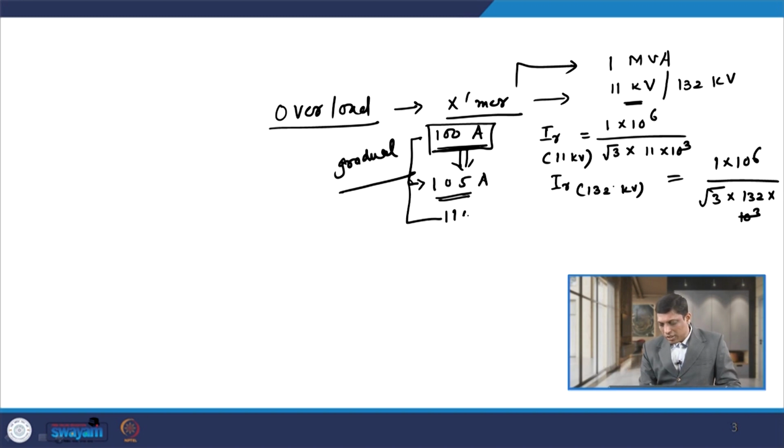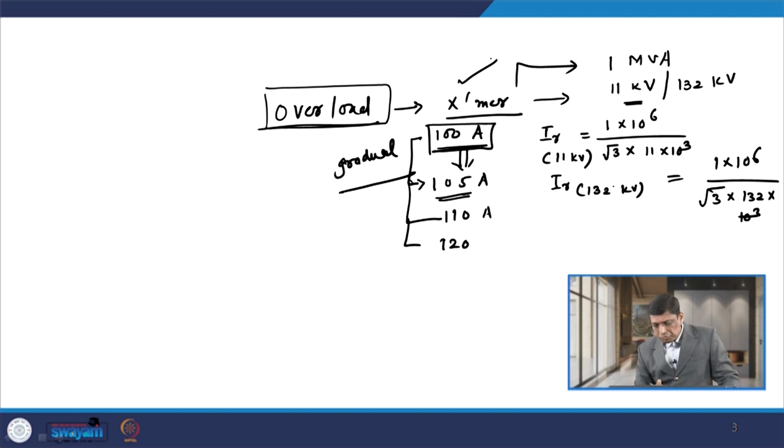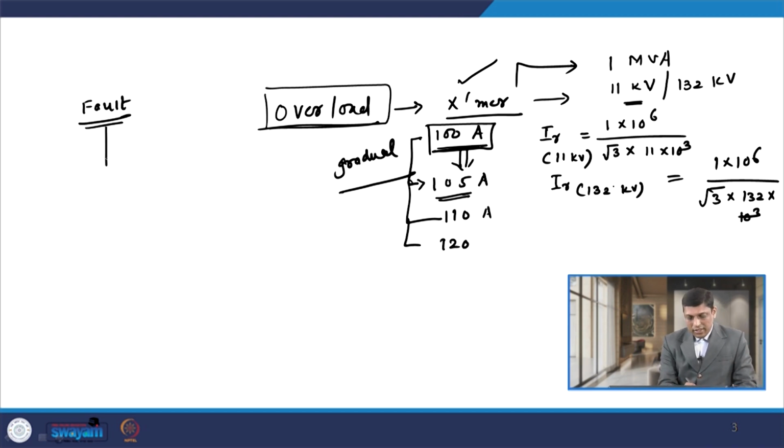Again, let us say it draws a current of 110 ampere. So, we are increasing the loading 10% more than the rated current. Let us say again it draws a current of 120 ampere. So, a gradual increase in current beyond the rated value is known as overloading of the equipment. We can consider the equipment as a transformer, an induction motor, or the overhead conductor.